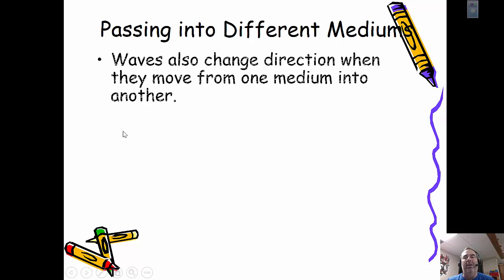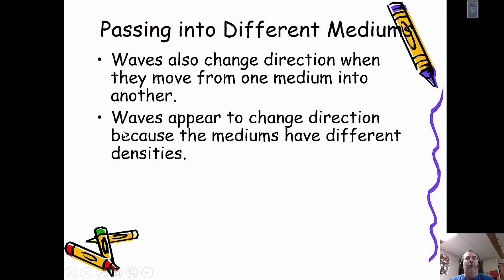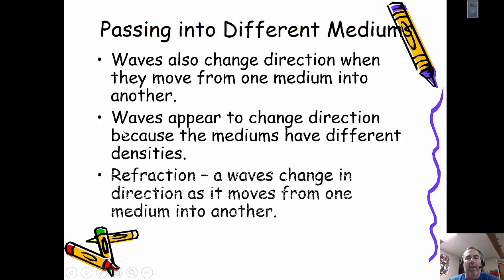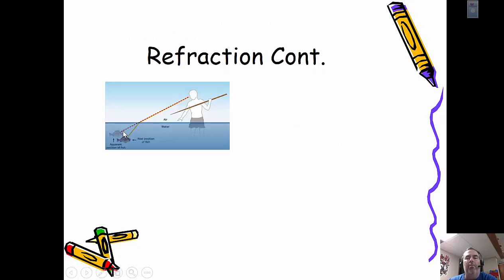So waves are able to change their direction from one medium into another. Okay, and there's going to be an apparent bending of that wave, and that apparent bending is going to be refraction. And refraction is just going to be a wave's change in direction as it moves from one medium into another.